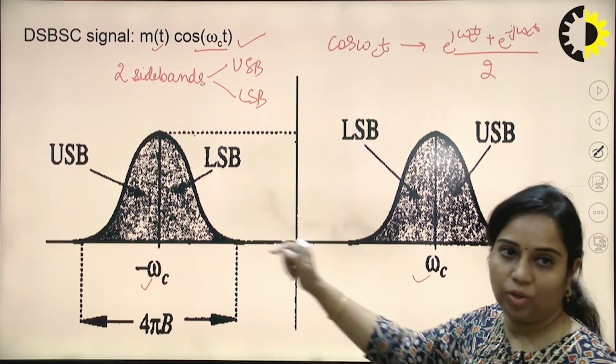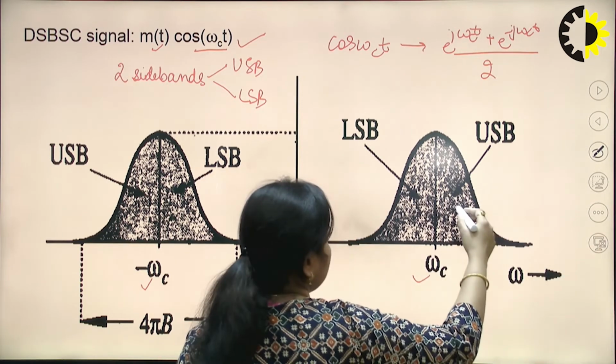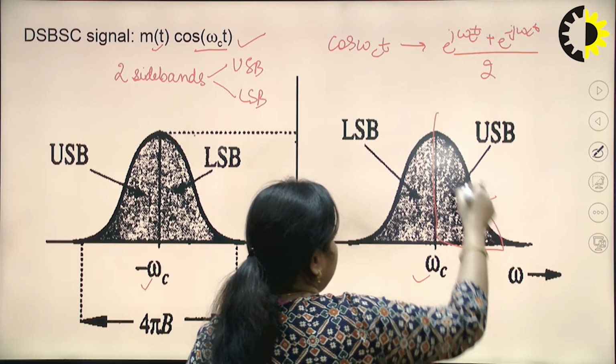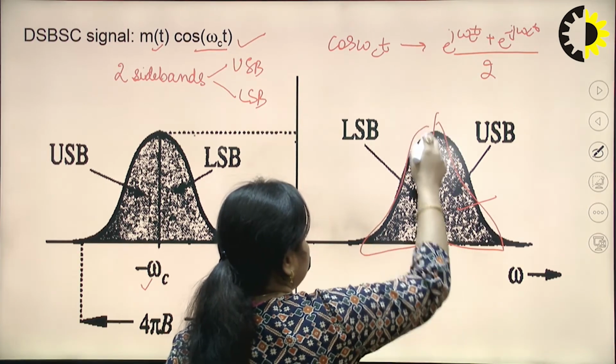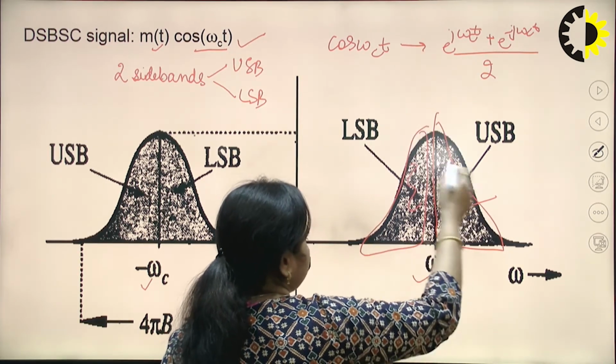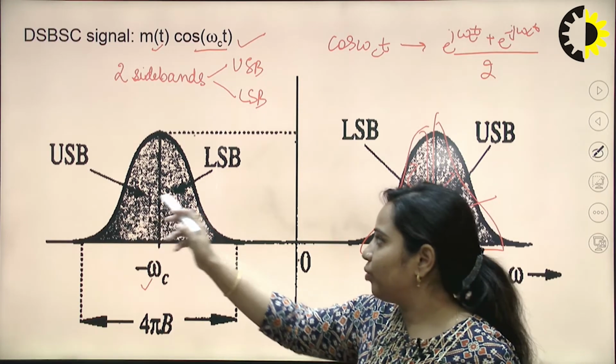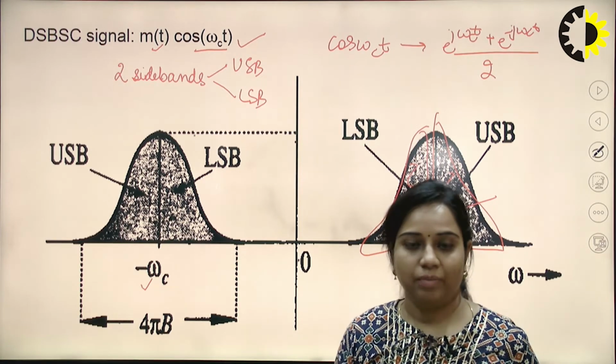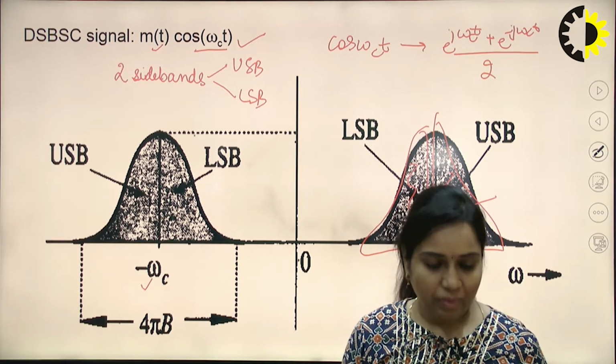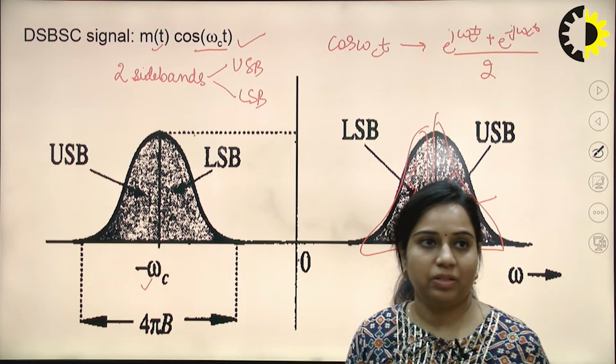On both sides of the origin there will be an upper sideband and a lower sideband. In this case, this portion will be the upper sideband and this will be the lower sideband. This is the LSB and this is the USB, and on the negative side there is also a USB and LSB. These are the two sidebands present across the origin. So, this is the DSB SC signal.